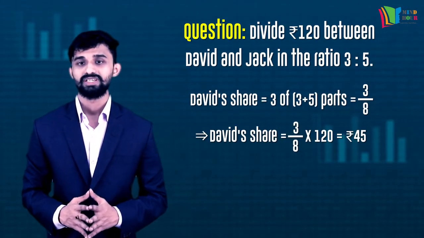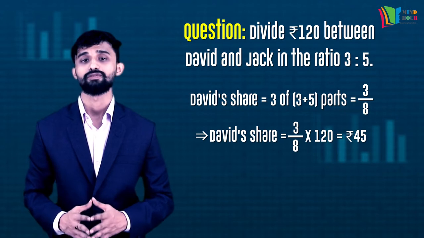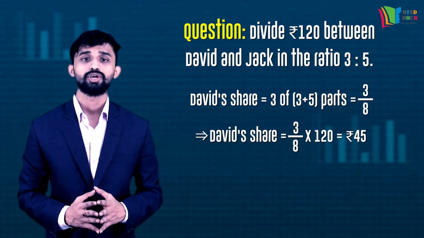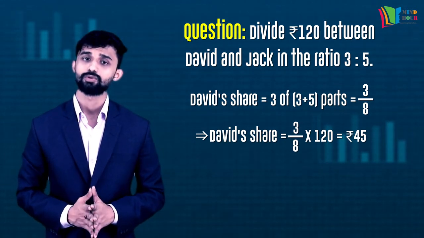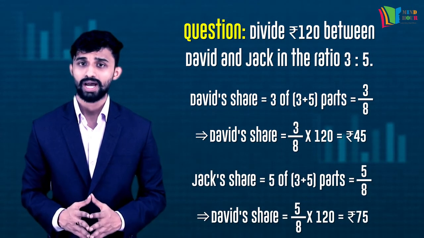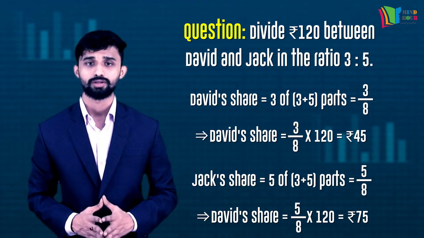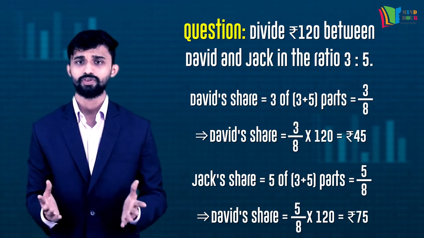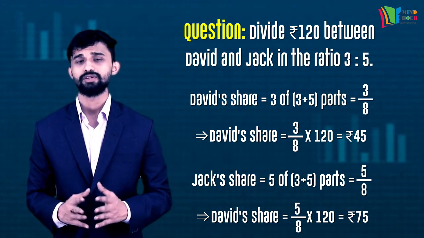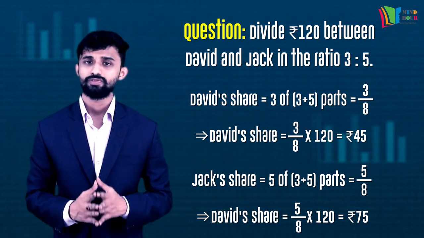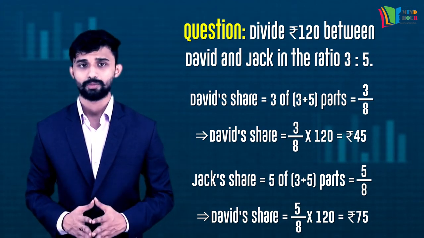Let's do another quick example. Divide 120 rupees between David and Jack in the ratio 3:5. The ratio of David's share to Jack's share is 3:5. The sum of the ratio terms is 3 plus 5, which equals 8. Thus, we can say that David gets 3 parts and Jack gets 5 parts out of every 8 parts. Therefore, David's share is 3 into 120 by 8, which is 45 rupees. And Jack's share is 5 into 120 by 8, which is 75 rupees. Therefore, David will get 45 rupees and Jack will get 75 rupees.